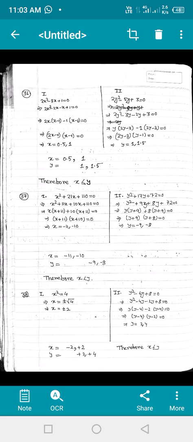Then you do this problem that way. We check whether there is any relation, x equals y, or any relation between x and y. In 36, x must be less than or equal to y, because y is 1 and 1.5 and x is only 0.5 and 1. In 37, x equals minus 11 and minus 10, y equals minus 9 and minus 8. Therefore x must be less than y. In 38, x equals minus 2 and plus 2, y equals plus 2 and plus 4. Therefore x is less than or equal to y.